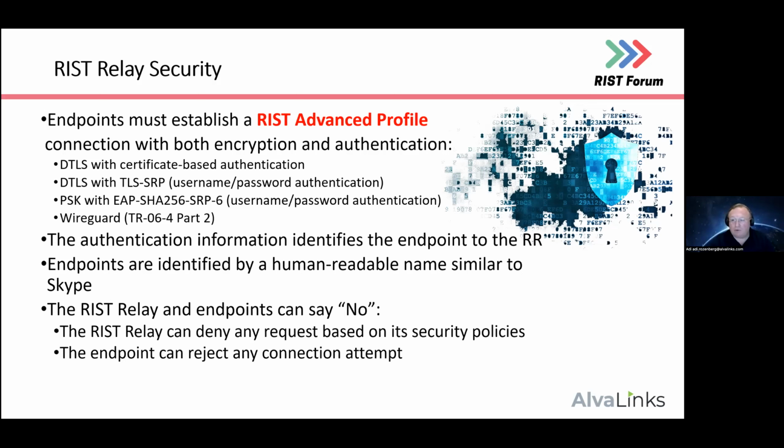The RIST relay may say no to a peer. Why will it say no? It can deny requests based on security policies because the certificate expired, or maybe somebody else is already using the certificate for some reason. So then there's a duplication, so it can block another attempt to connect.